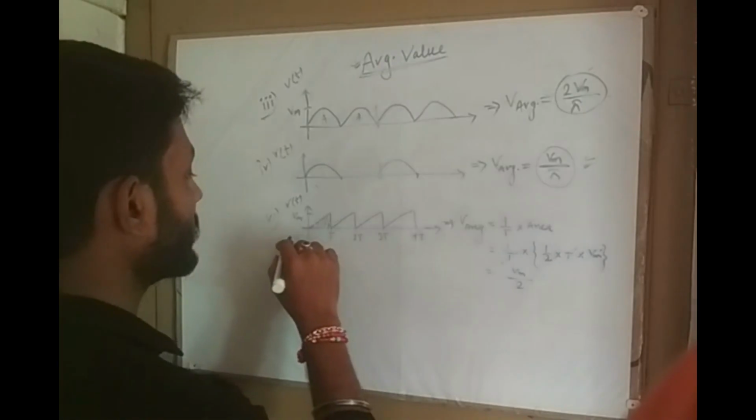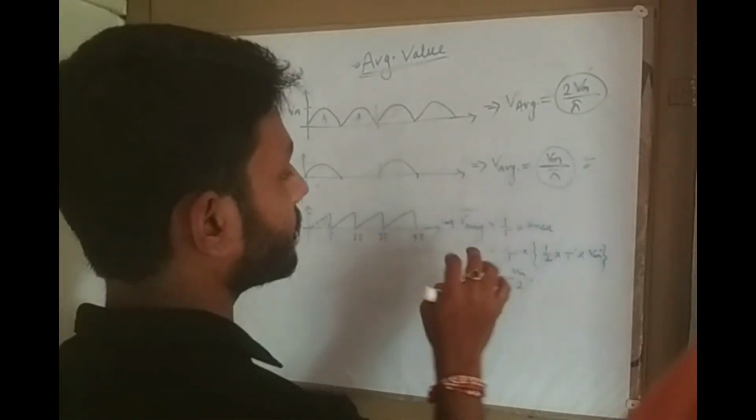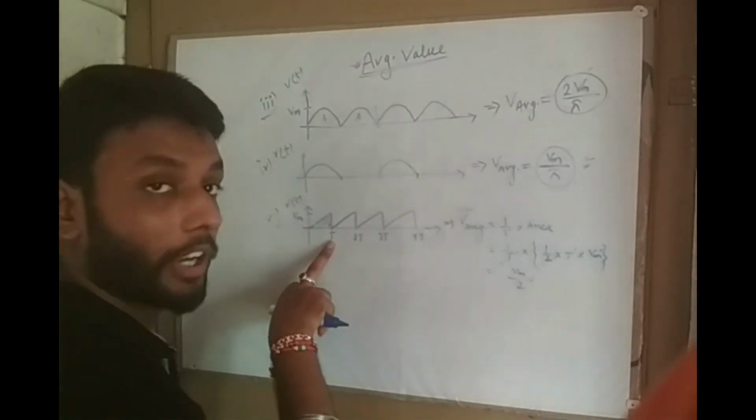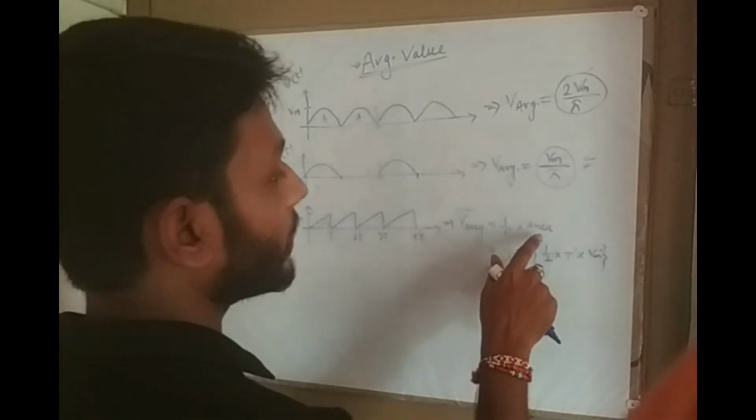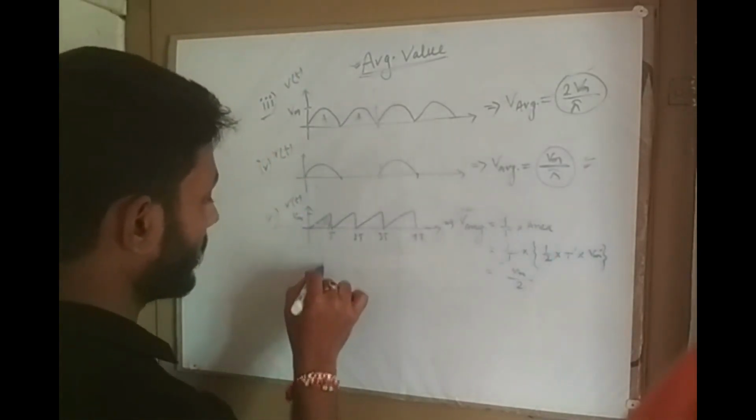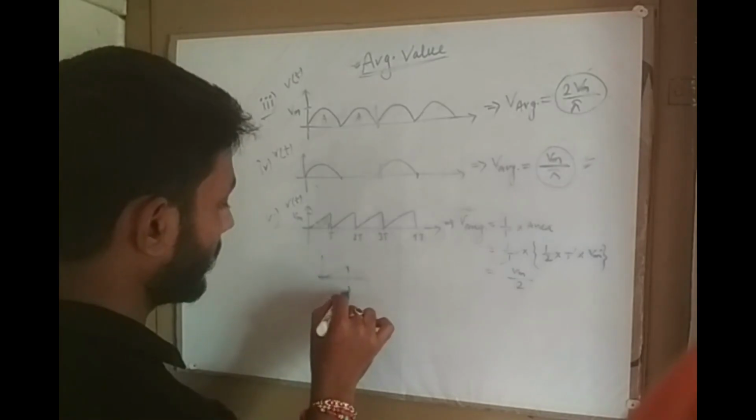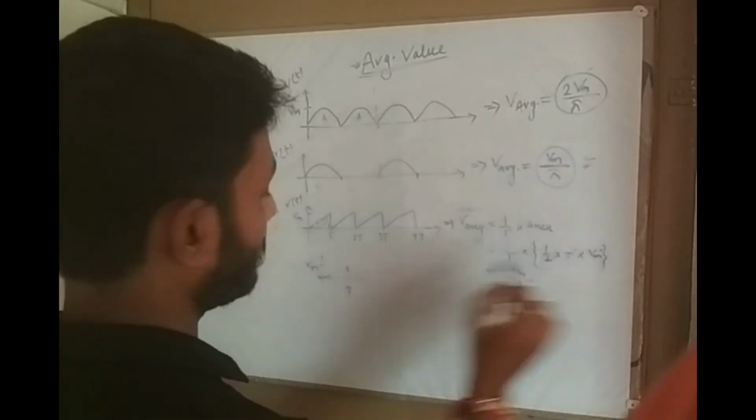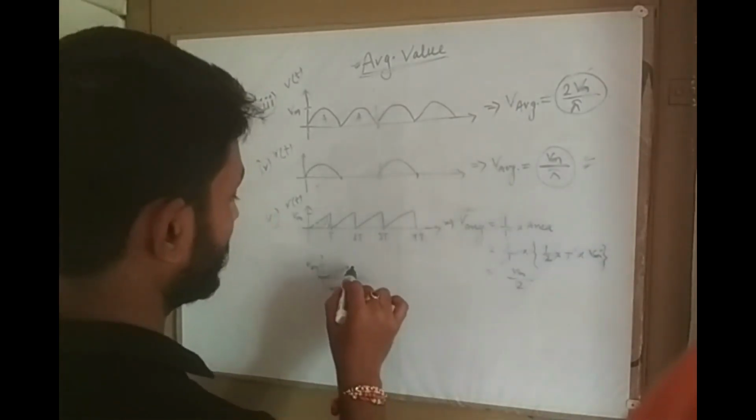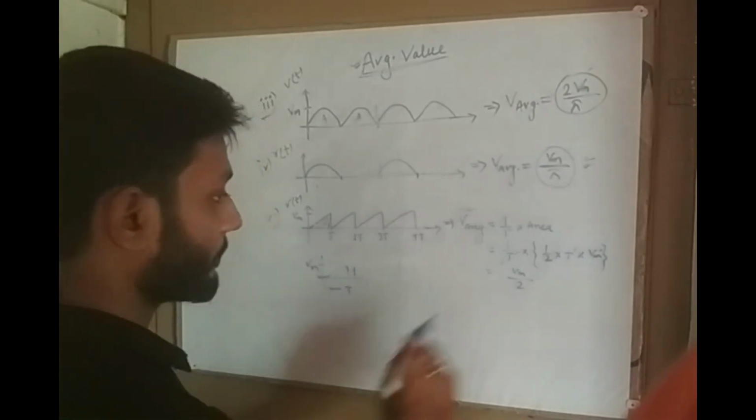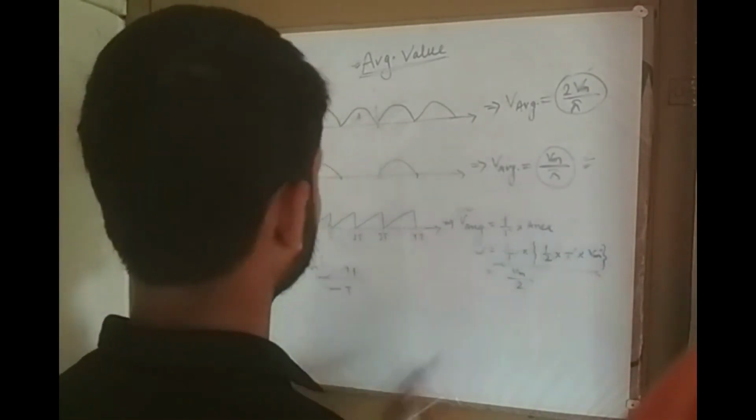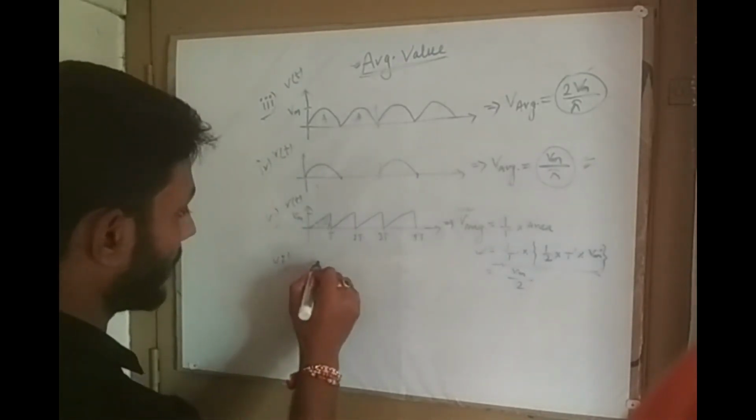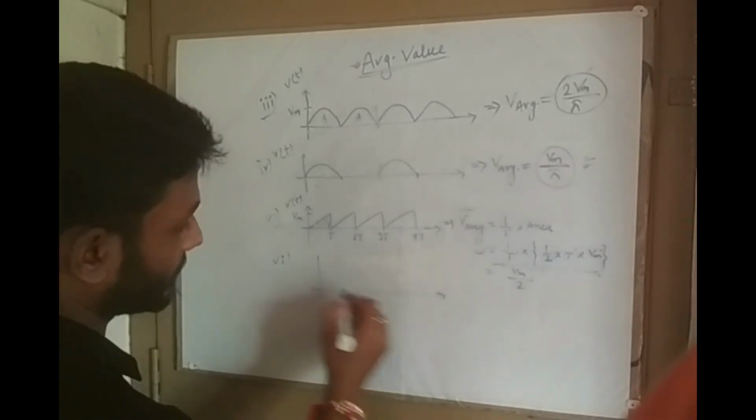For this type of signal it is better you find in this way, V average equal to 1 by T, that is one time period. Here we have taken one time period as T, and area for a triangle, we all know, if this is Vm, the area is half multiplied by T multiplied by this height Vm. In this way you can find out. Similarly, if the triangle is like this, it may be like this.